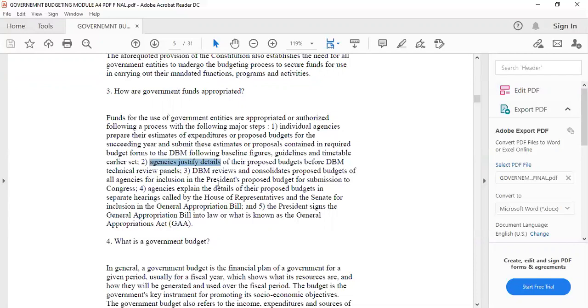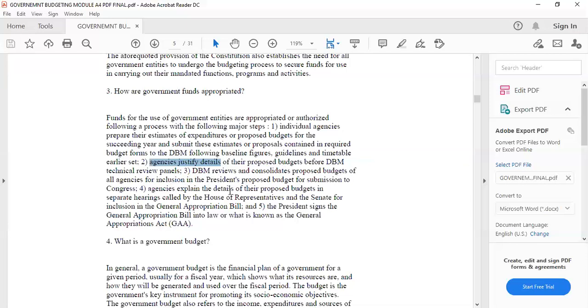Now, I go to the third one. DBM reviews the consolidated proposed budget of the agencies. So the DBM reviews the consolidated proposed budget of all agencies for inclusion in the President's proposed budget, for submission to Congress. So the DBM will consolidate all and then submit it to Congress.